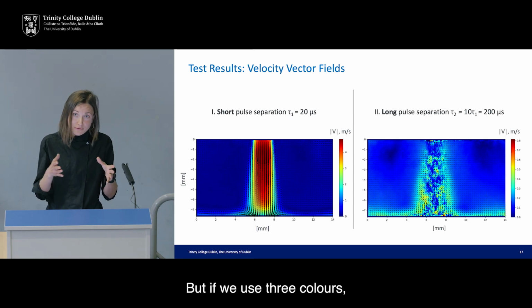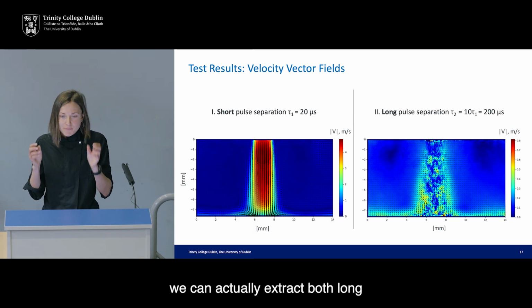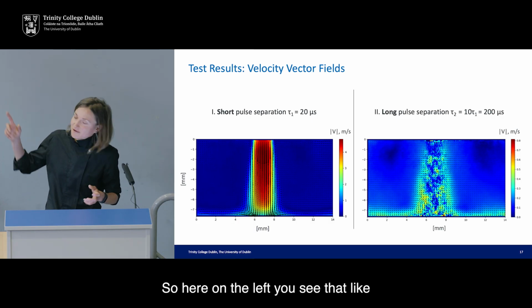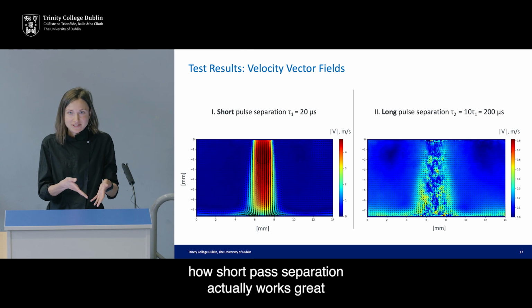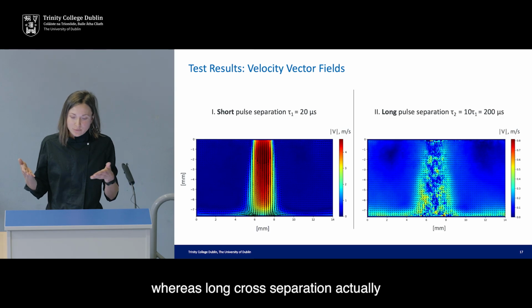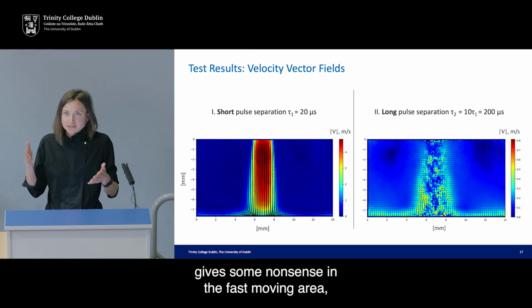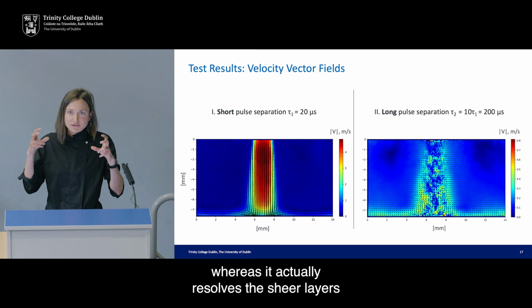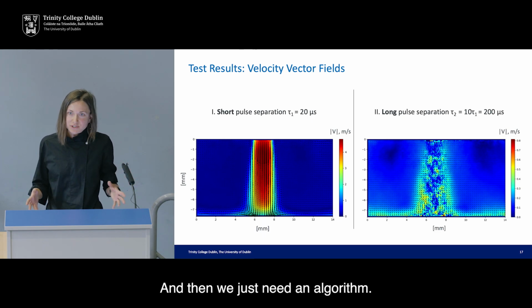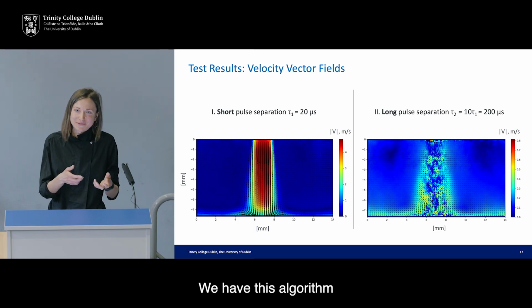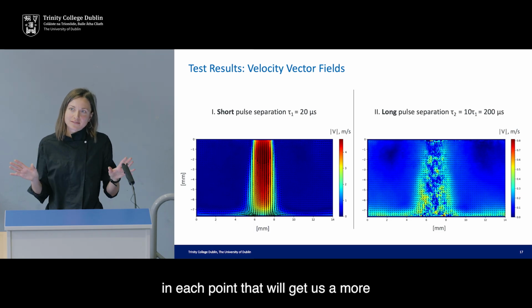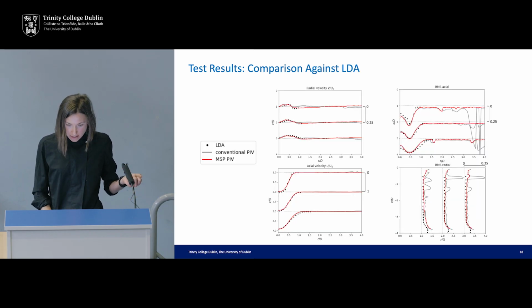But if we use 3 colors, we can actually extract both long and short time separation from the same image. Here on the left, you see how the short time separation works great for the fast moving regions, whereas the long time separation gives nonsense in the fast moving area, but it resolves these shear layers and slow velocity regions. Then we just need an algorithm, and we have an algorithm that decides what kind of time separation we need at each point, and that gives us a clearer picture of the flow.